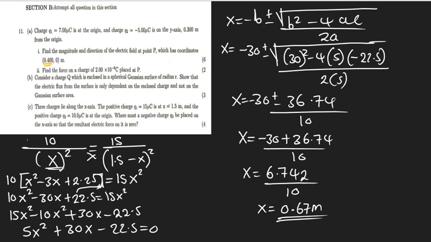So, for you to be able to get a resultant electric force equal to 0, you must put a negative charge, Q3, at some point 0.67 meters, and that becomes your final answer.